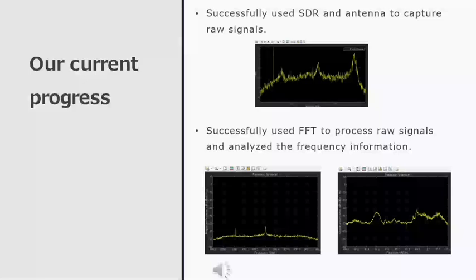And for the third one, you can see it's for the FM radio. It has strong amplitude at 90.5 megahertz and also at 90.9 megahertz. Those two frequencies are the FM radio around my house. So that means we successfully captured these two FM radio stations by using the antenna and SDR.